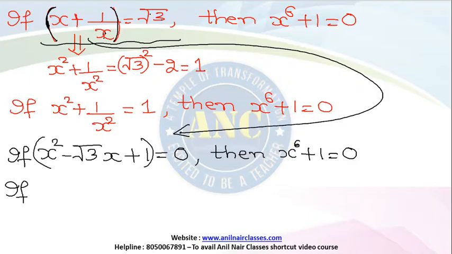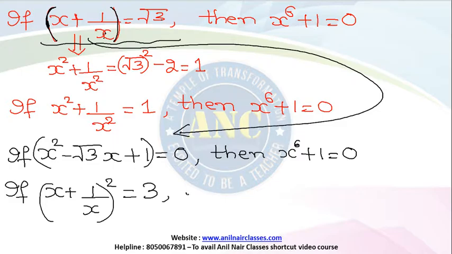Root 3 is given on the right hand side. Let me square both sides. That means it becomes x plus 1 by x whole square. X plus 1 by x whole square is equal to root 3 whole square, which is 3. This is another way of writing it. And in this case also, x power 6 plus 1 will be equal to 0.